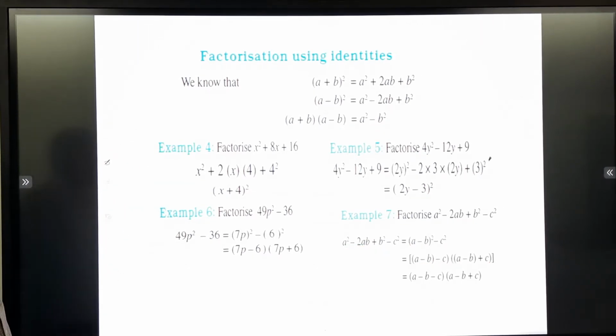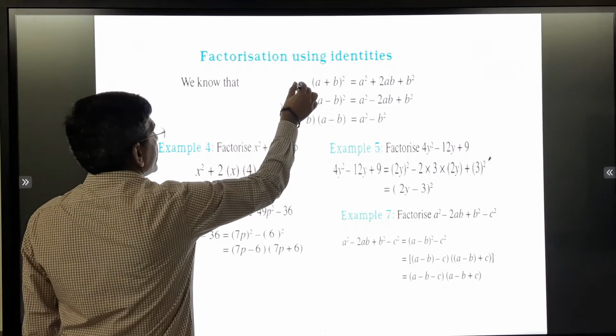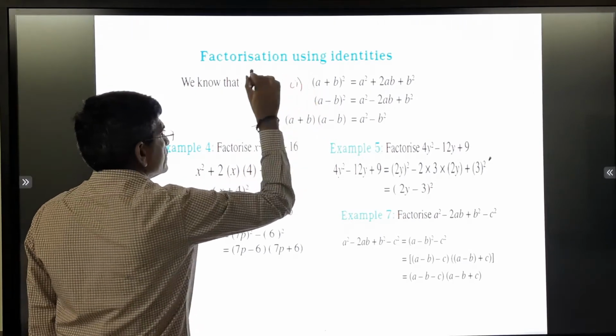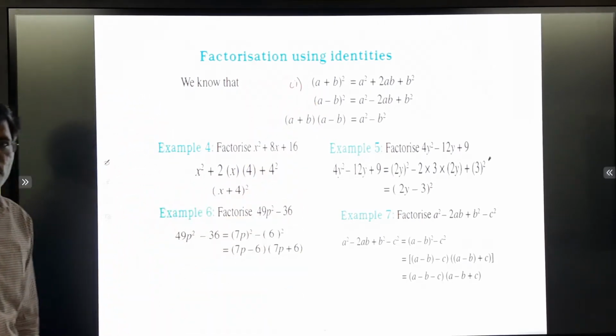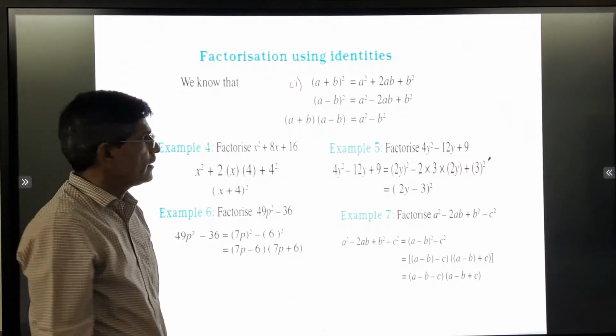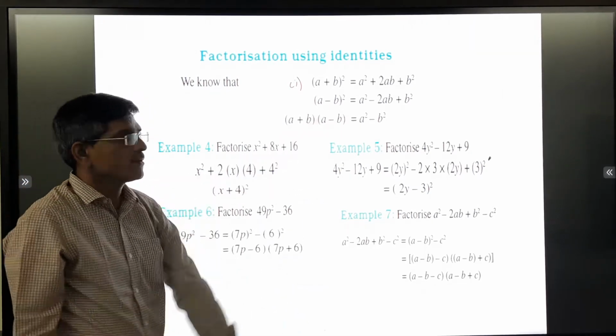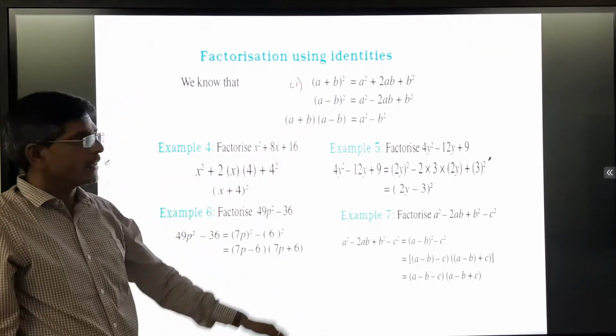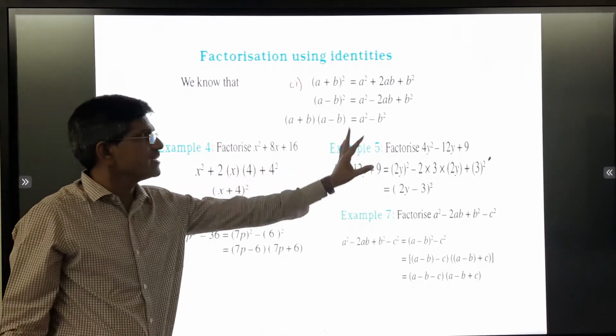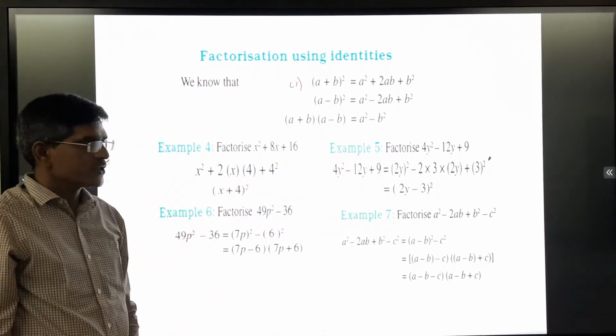14.2. Anyhow, you have to remember three identities: (a plus b) whole squared is equal to a squared plus 2ab plus b squared, (a minus b) whole squared is equal to a squared minus 2ab plus b squared, and (a plus b)(a minus b) is equal to a squared minus b squared.